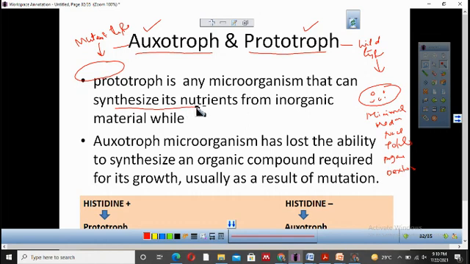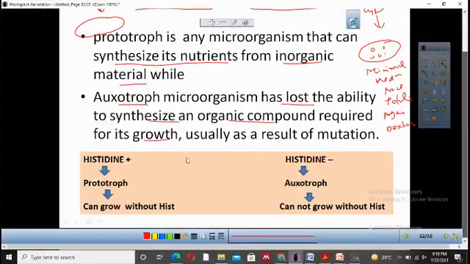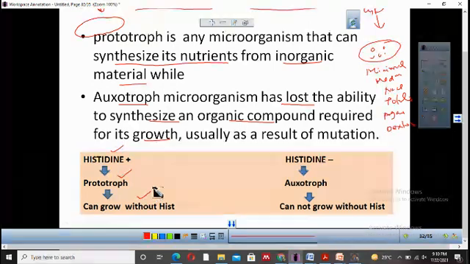Prototrophs synthesize all the nutrients essential for growth from inorganic material, while an auxotroph has lost the ability to synthesize an organic compound required for its growth. So if a microorganism is histidine plus, that's the wild type, it means it is prototrophic. It can grow without histidine in the minimal medium. But histidine minus is auxotrophic, it cannot grow without histidine, and histidine is essential to initiate the growth of the colony.